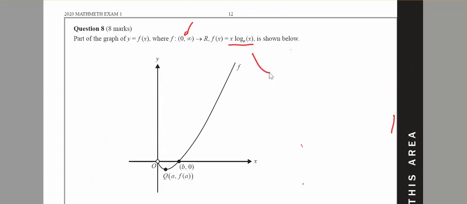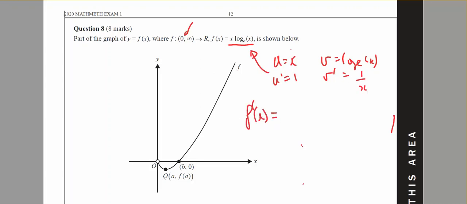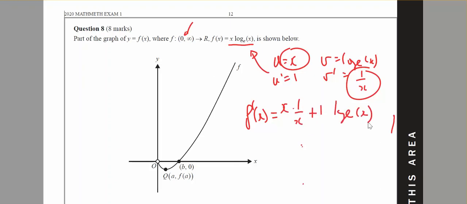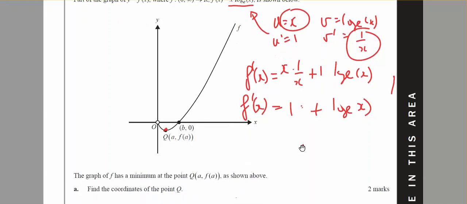So I've got a product rule happening here. u equals x, u dash equals 1, v equals log base e of x, v dash equals 1 on x. So f dash of x is going to be the cross product: that times that, x times 1 on x, plus 1 times log base e of x. Therefore, 1 plus log base e of x is the derivative. And it's going to be at this point here when the derivative equals 0.